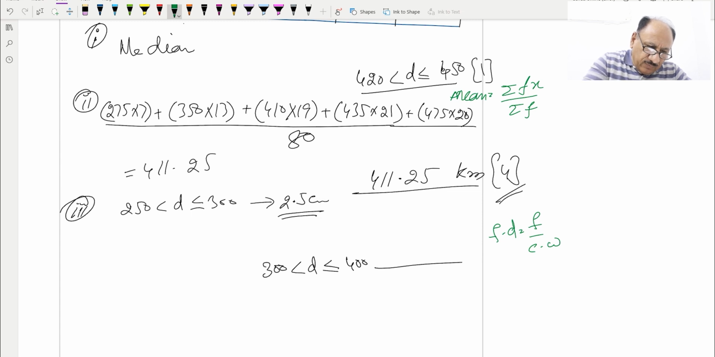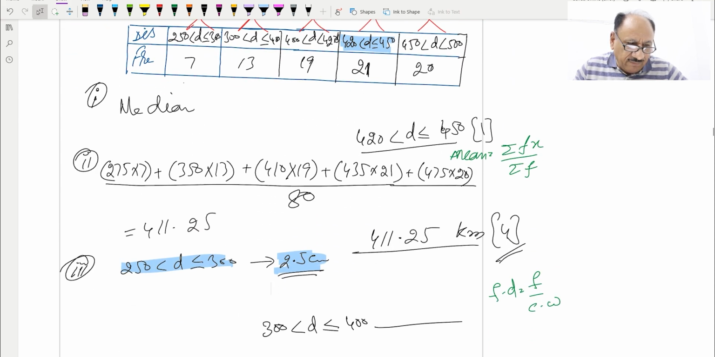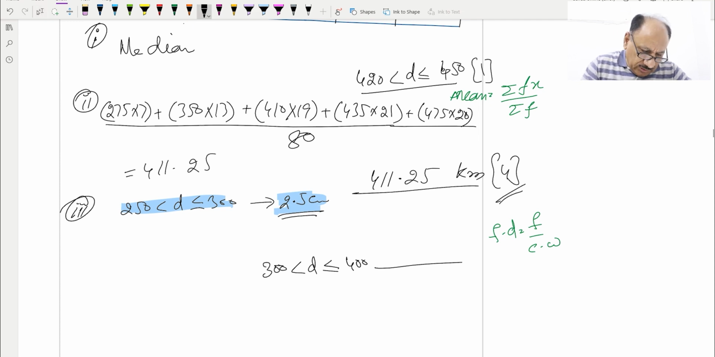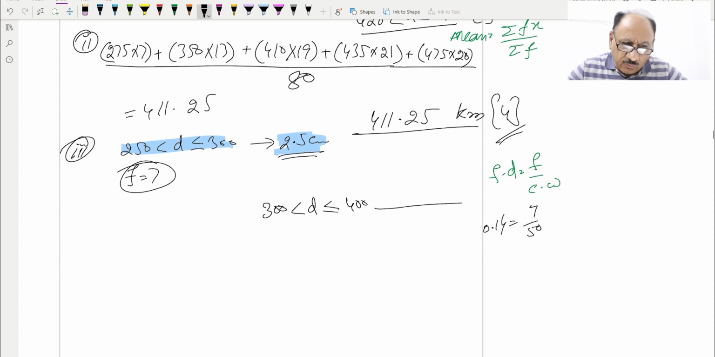So for the information which they have provided, for this class width the height is 2.5, and for this class width, the first one, the frequency is 7. So we write frequency 7 divided by class width, 300 minus 250, which is 50. We get 0.14 as the frequency density if we check with the calculator, but the height is 2.8.